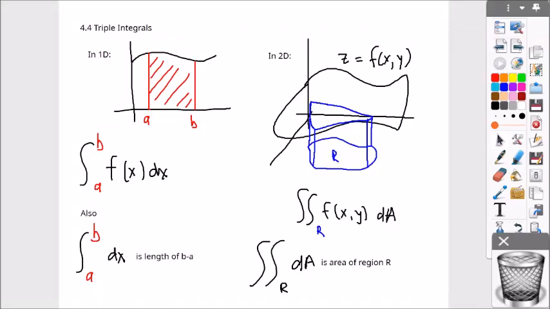Welcome back to chapter 4. Today we're doing triple integrals. Let's get straight to it. So, we're going to build up this intuition right here.